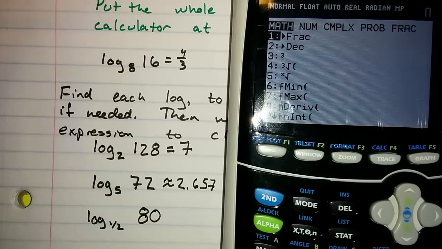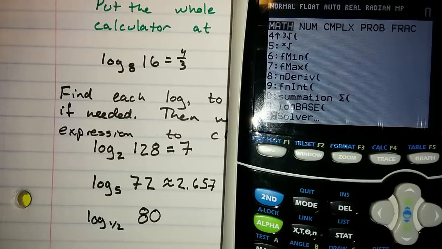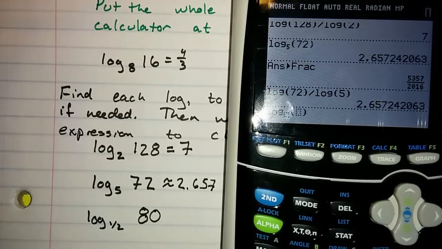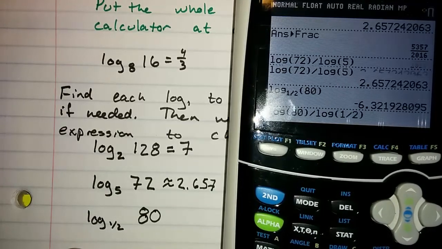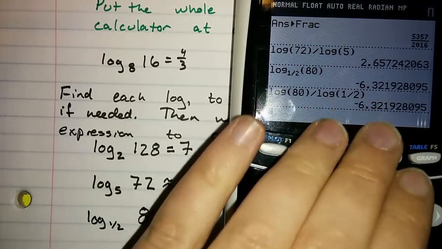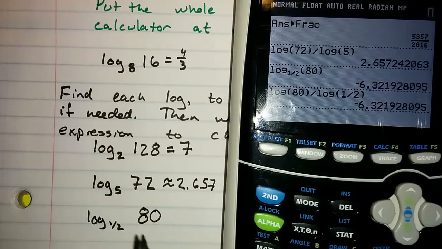And finally, the log base 1/2 of 80. Oh, that's a negative number. I'm not real surprised by that, though. If I don't have the log base function, I'll say log 80 divided by log 1/2. Same decimal. To 3 decimal places, that's about negative 6.322.